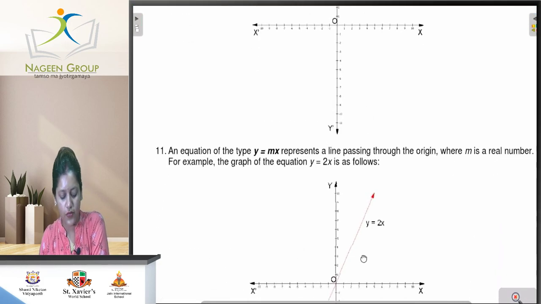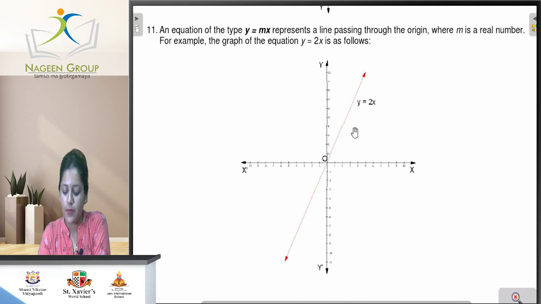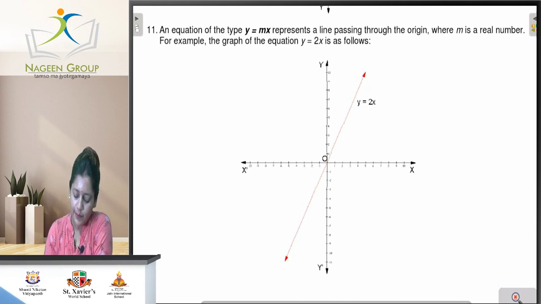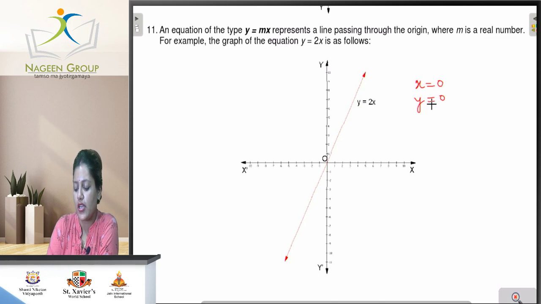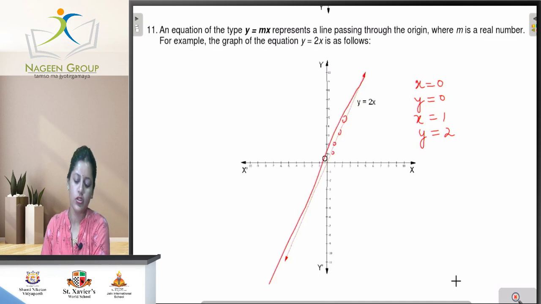Next, an equation of the type y = mx represents a line passing through the origin, where m is a real number, for example y = 2x. Means when you put x = 0, you get y also 0. When you put x = 1, you get y = 2. So by plotting these points, you get a line that passes through the origin.